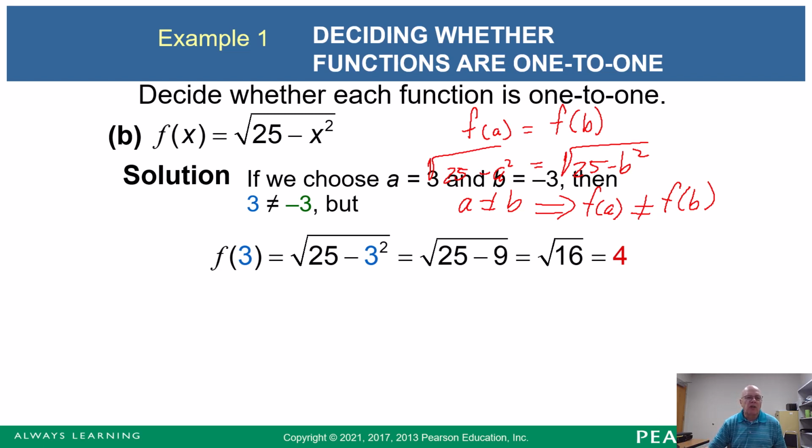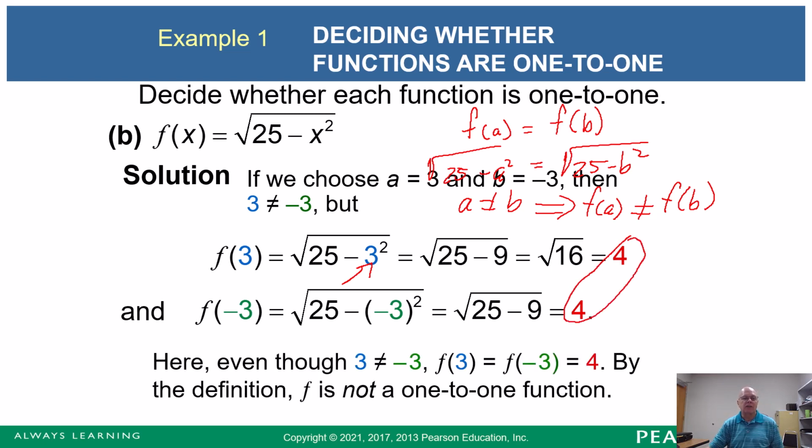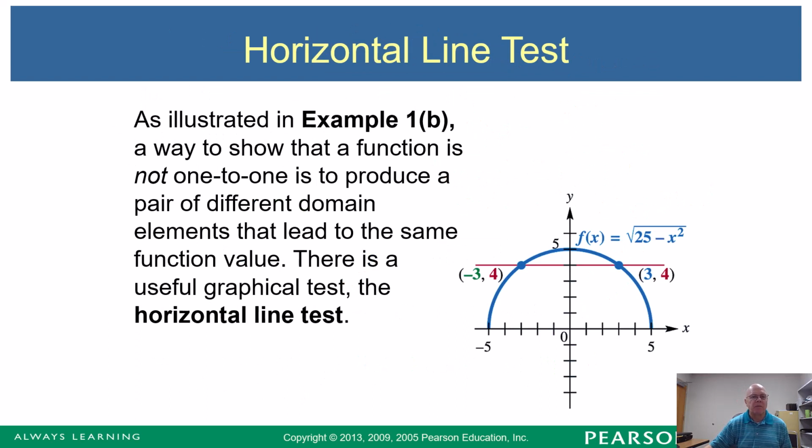So there we put 3 in on f of 3, and we're going to put -3 in for f of -3. Notice we get a 4 in both of them. But because a and b were different, we were supposed to get different function values. So it's not one-to-one. Let's take another look at it. We look at this several different ways, so that you have different ways of determining whether a function is one-to-one or not.